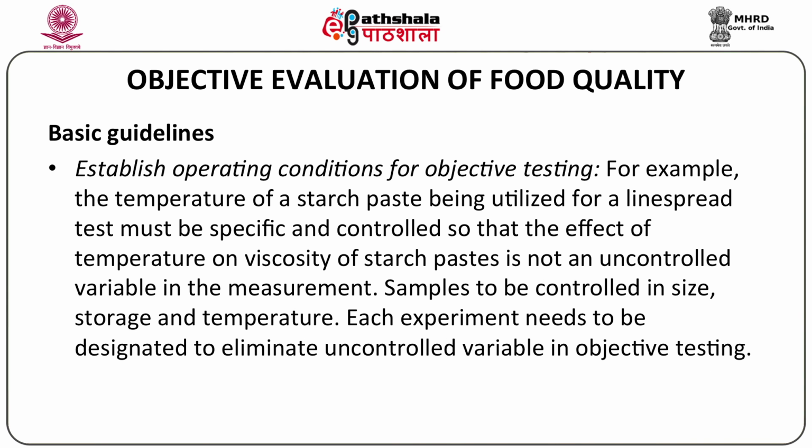Next, you have to establish the operating conditions for objective testing. For example, the temperature of a starch paste being utilized for a line spread test must be specific and controlled so that the effect of temperature on viscosity of starch paste is not an uncontrolled variable in the measurement. Samples must be controlled in size, storage, and temperature. Each experiment needs to be designed to eliminate uncontrolled variables in objective testing.